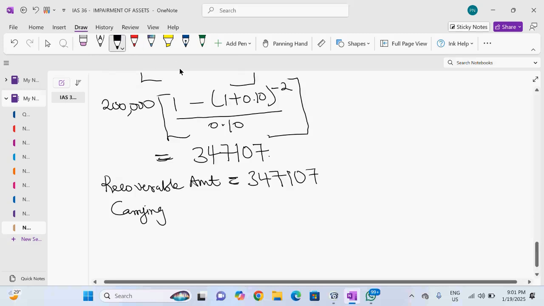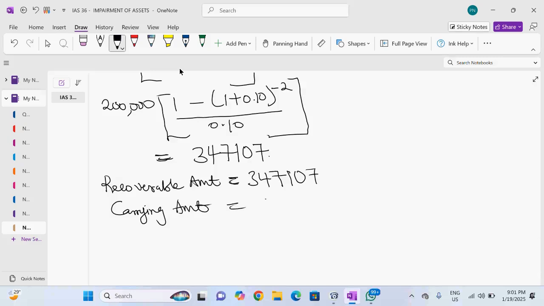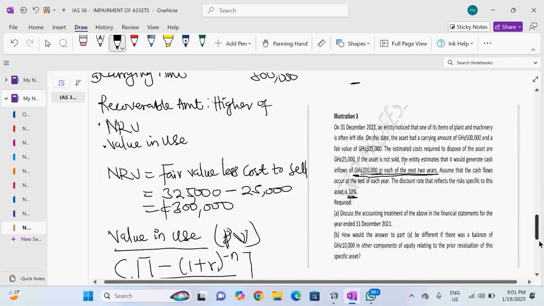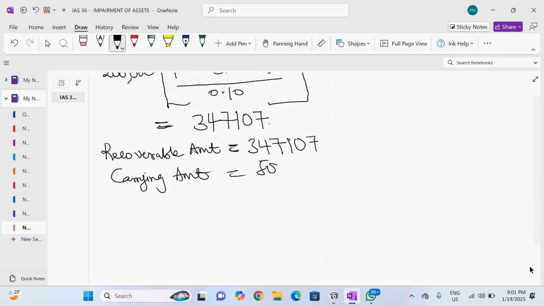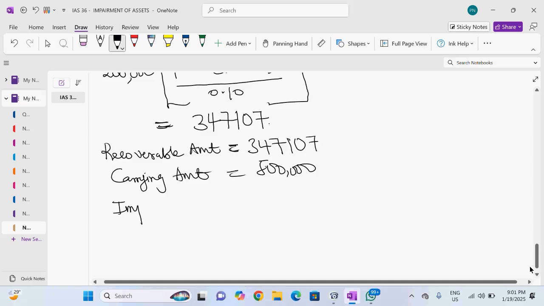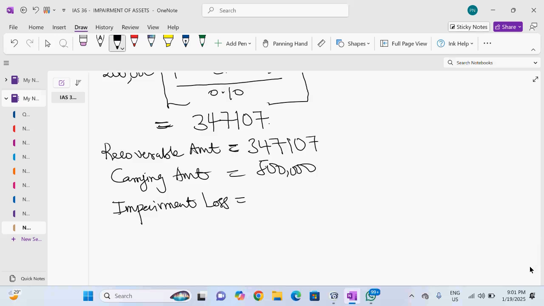Now compare it to the carrying amount. What did you get for the carrying amount? The carrying amount is 500,000. So what is our impairment loss? The impairment loss is 152,893.